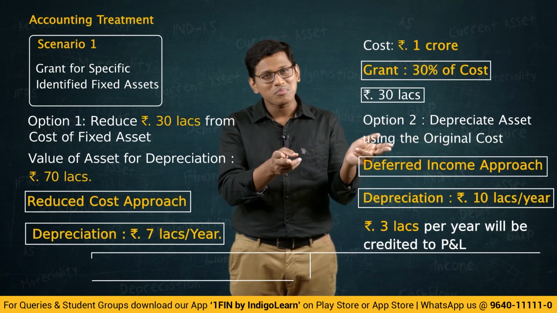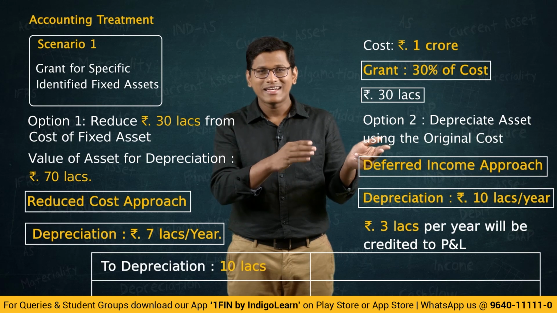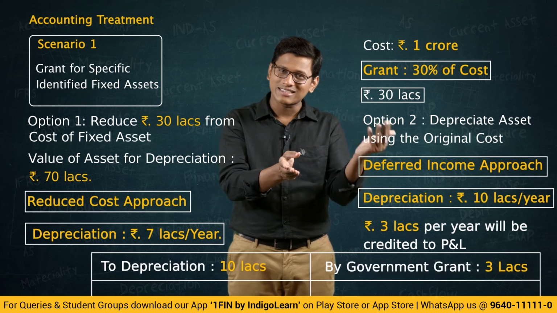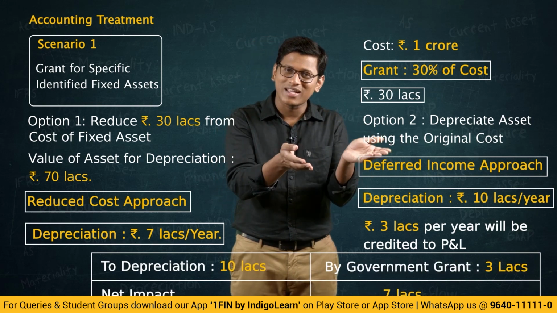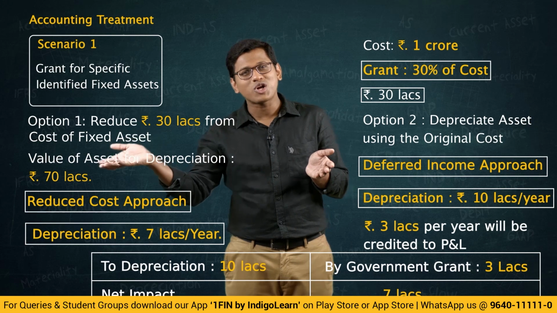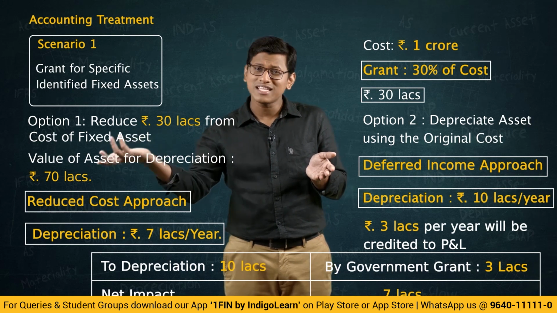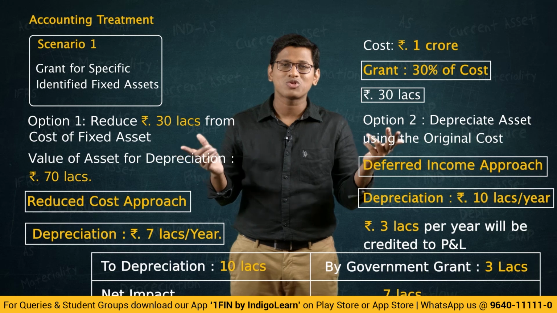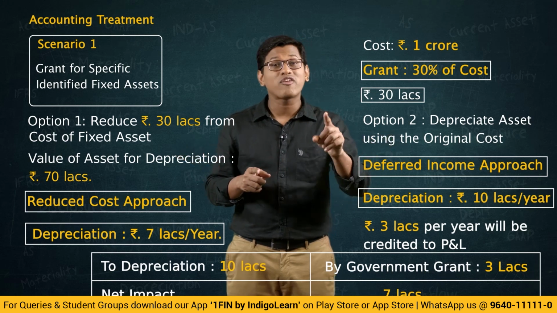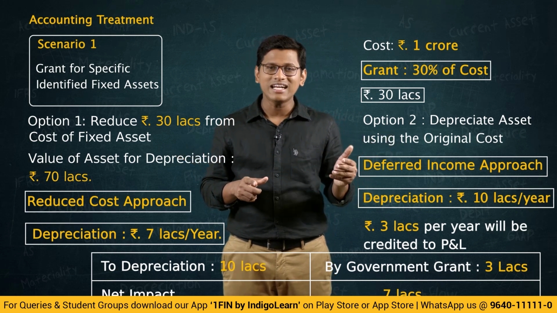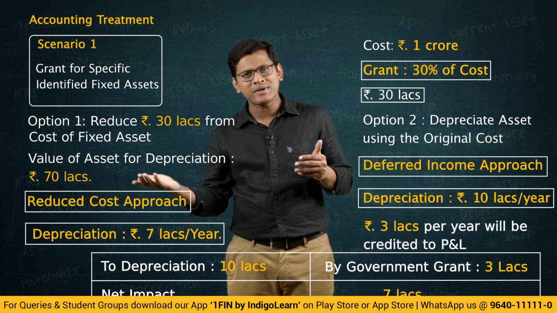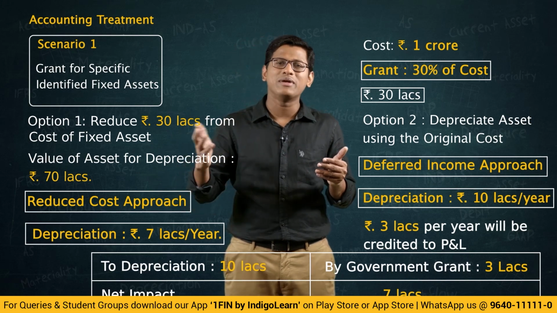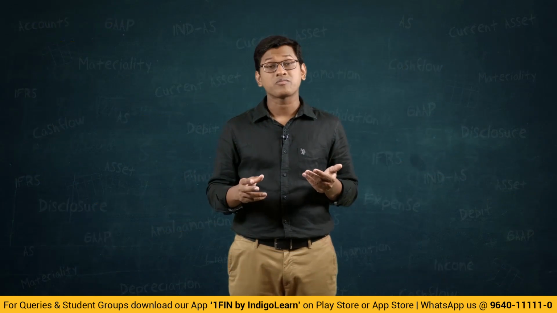If you see the net impact, what is the net impact on P&L? 10 lakhs debit, 3 lakhs credit, net impact is 7 lakhs only, right? So even under the reduced cost approach, what was the net impact? Same 7 lakhs. So whether it is the reduced cost approach or the deferred income approach, the net impact on profitability is the same. Just the way expenses and income look will be different, but the net impact is the same.